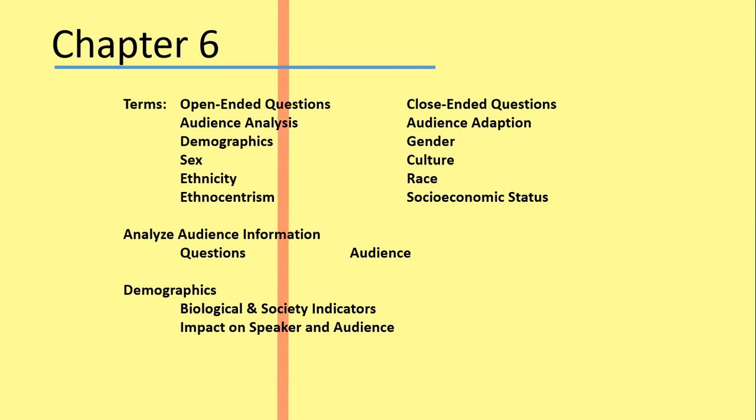So I just want to get through these terms. Demographics, let me give you the official definition, are statistics of audience characteristics such as age, gender, sexual orientation, race, culture, group membership, and socioeconomic status.